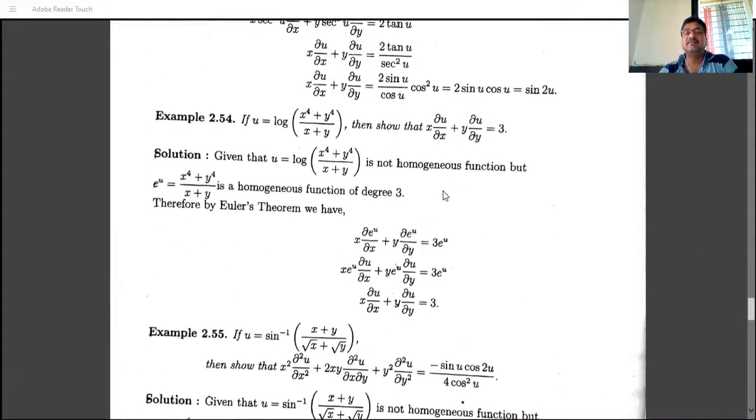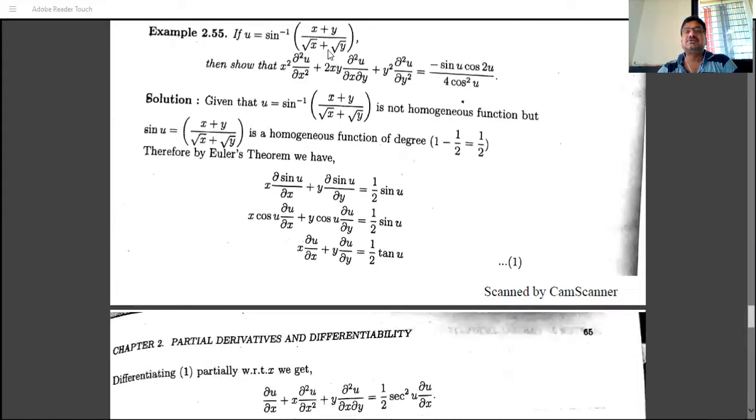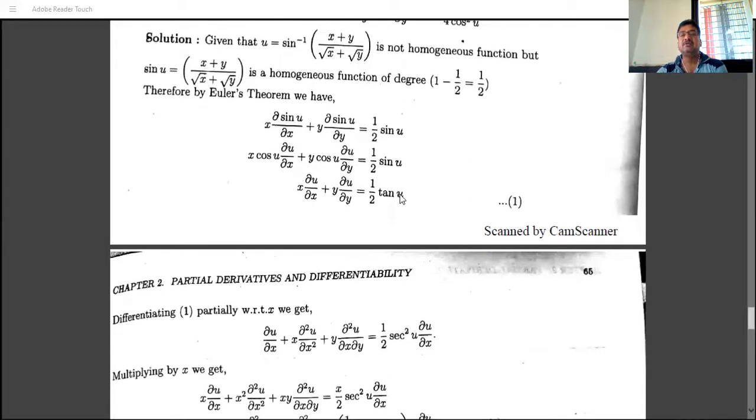Okay, that is 3. u is sin inverse of (x plus y) divided by (root x plus root y). Then show that this. Okay, so shift sin inverse to LHS. We have sin u, and this is the homogeneous function of degree 1 minus 1 half, that is 1 half. Then by Euler's theorem, we have x ∂/∂x of sin u plus y ∂/∂y of sin u. Denote this sin u or this function by z. Then x ∂z/∂x plus y ∂z/∂y is equal to n z. n is half, that is the degree. z is sin u. Substitute sin u, and then the derivative of sin u with respect to x is cos u into ∂u/∂x. Sin u with respect to y is cos u ∂u/∂y, equal to 1 half sin u. Dividing by cos u, we have the required equation.